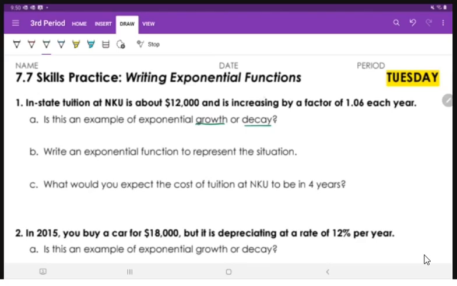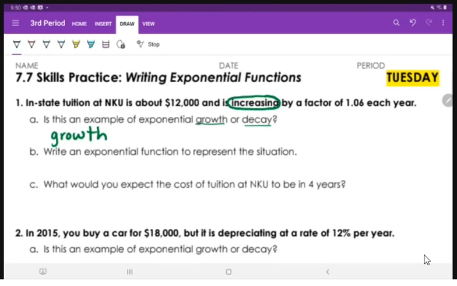So I'm going to look for a word in the problem that might indicate growth or decay. And the word that I'm noticing that will help me figure that out is this right here. Tuition is increasing. Increasing indicates growth. So for part A, you're really just looking for that key word in the problem that tells you whether your amounts are going up or going down. This is obviously going up because it's increasing, so we're dealing with growth.